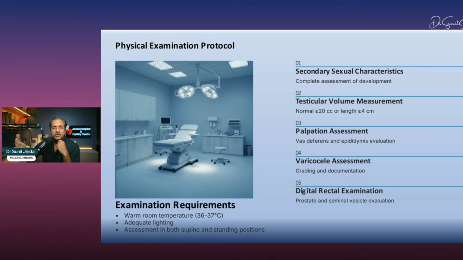This needs to be done to see if there is any absence of vas, which happens in cystic fibrosis. You've got to examine the patient and see the varicocele. Now, varicocele assessment becomes very important, and let me be very clear with you. The best way to assess varicocele is manually with your hands. Ultrasound just gives a confirmation.